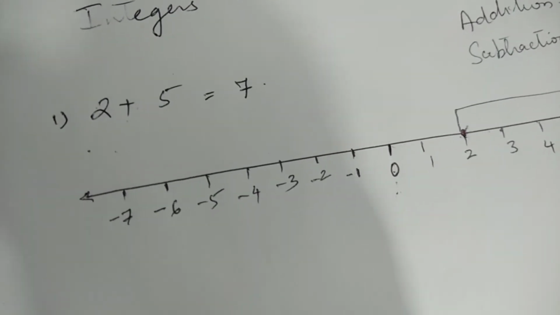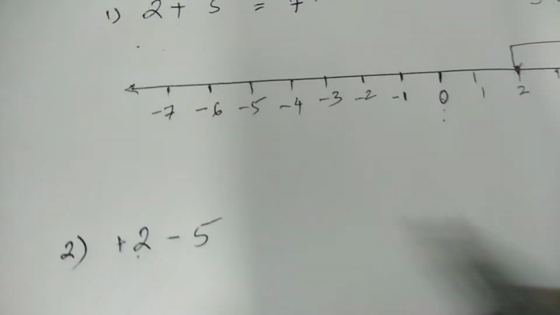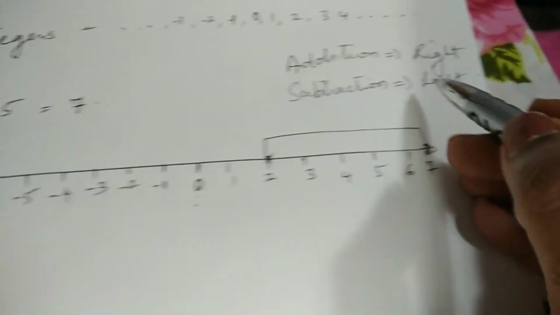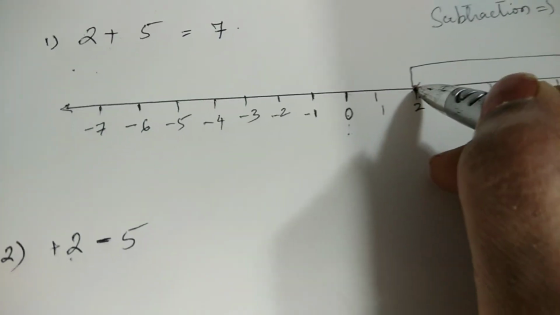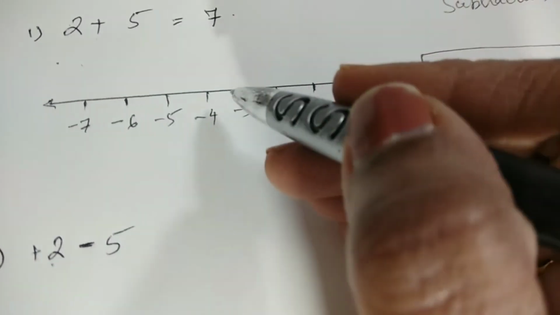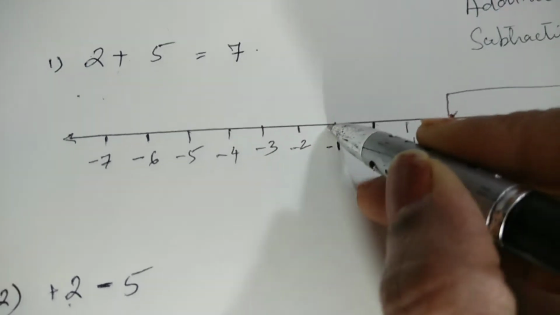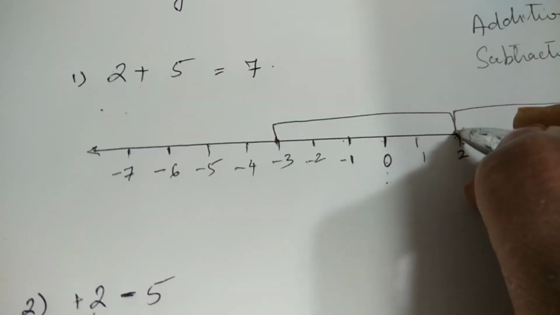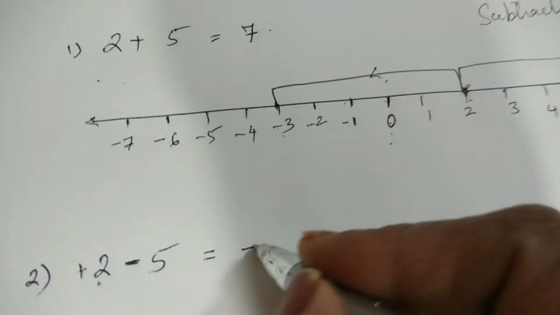Let us see 2 minus 5. This is our second example. Again, it is understood that it is plus 2, and we have to move because it is minus. As I have already told you, whenever it is subtraction, we move towards the left side. So from 2 we move 5 steps towards the left. We start from here: 1, 2, 3, 4 and 5. So 5 steps to the left from 2 gives us the answer, minus 3.